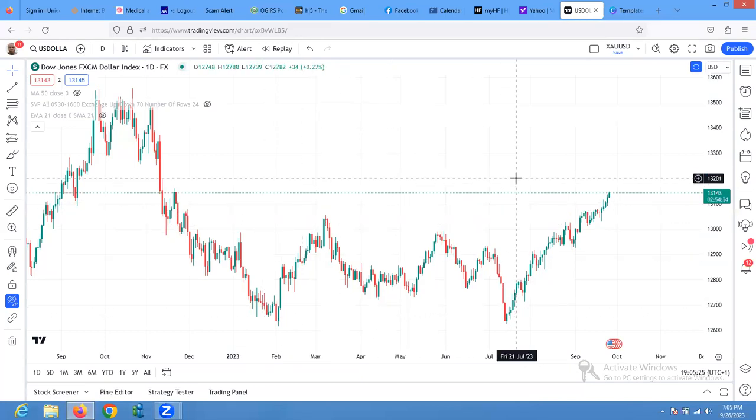So this is deep enough for a wave 2, from what I can see here on the US dollar index. Well, we'll wait and see. I don't think price would take 13,200, but between 13,200 and 13,160, that's where we expect price to retest.